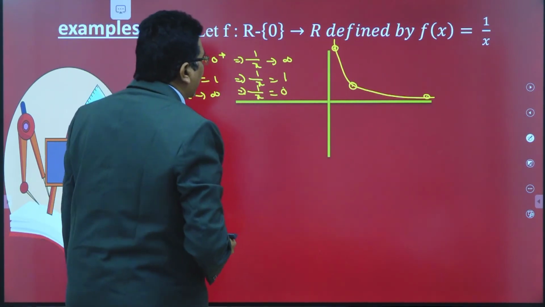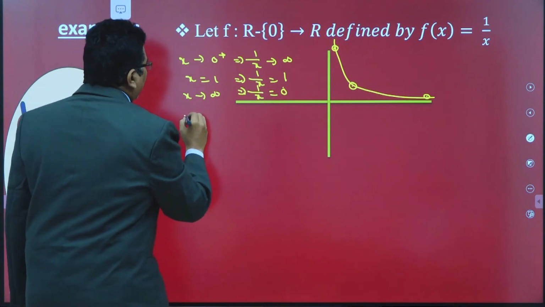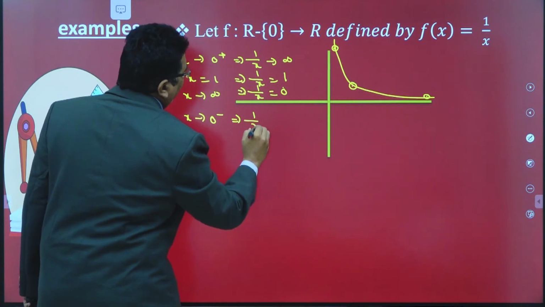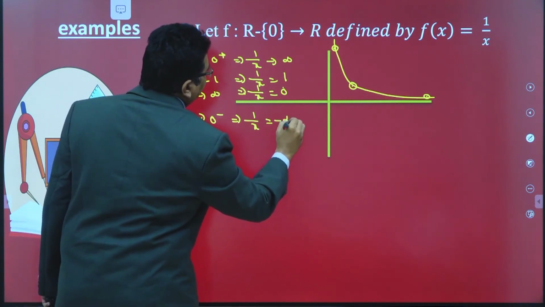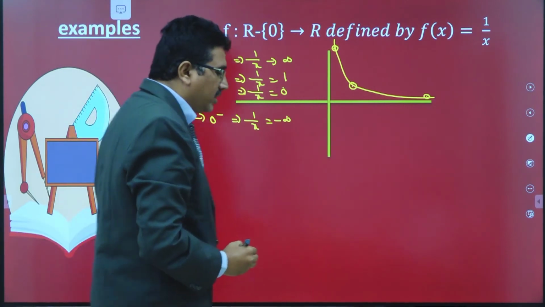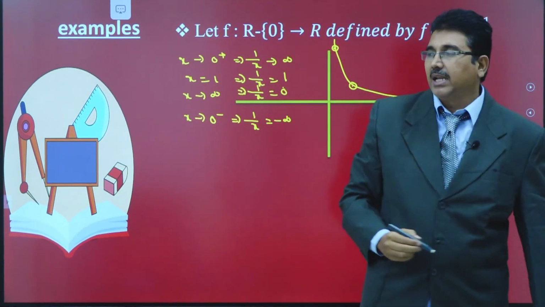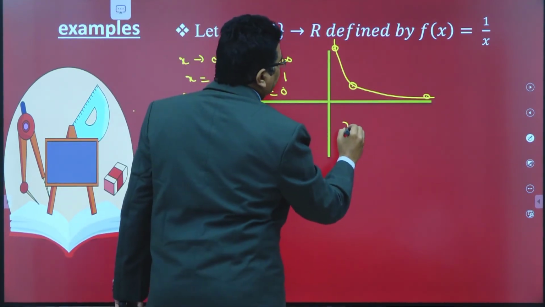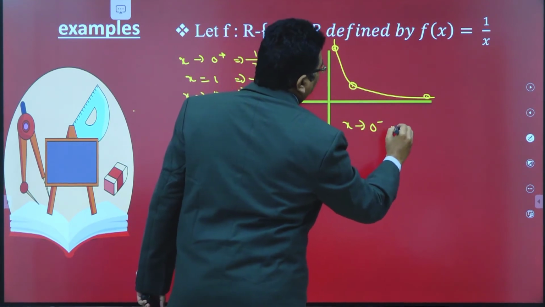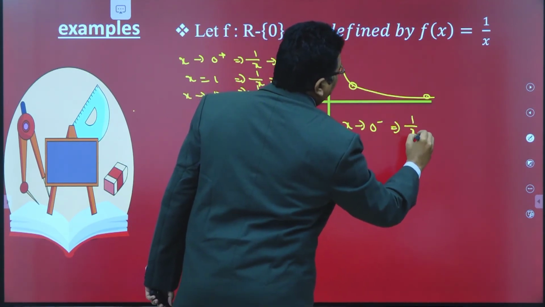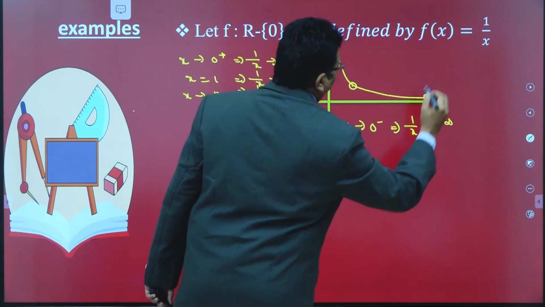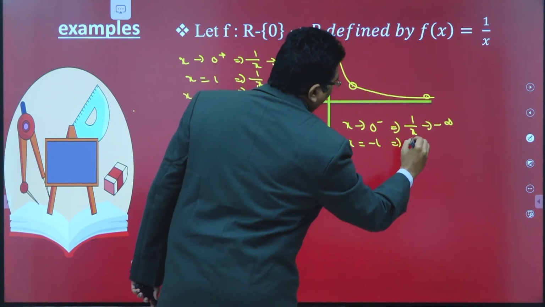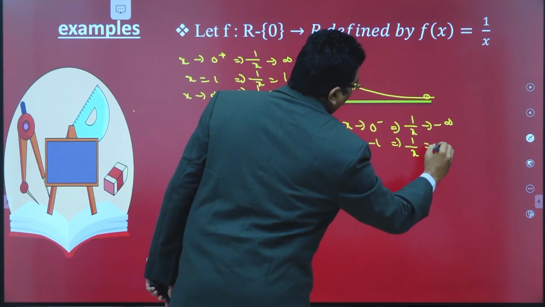Now x tending to 0 minus implies 1 by x is equal to minus infinity. x tending to 0 minus, 1 by x tending to minus infinity. x equal to minus 1 implies 1 by x is equal to minus 1.